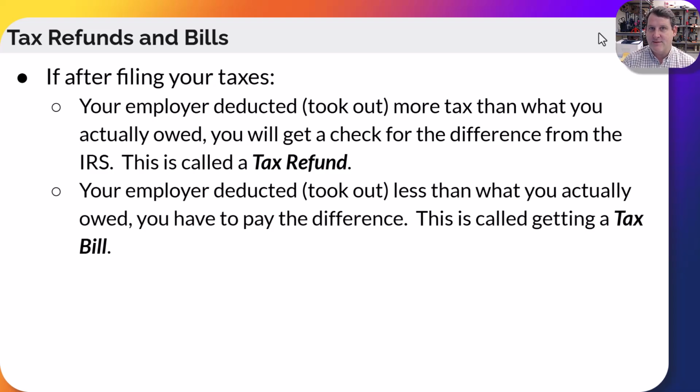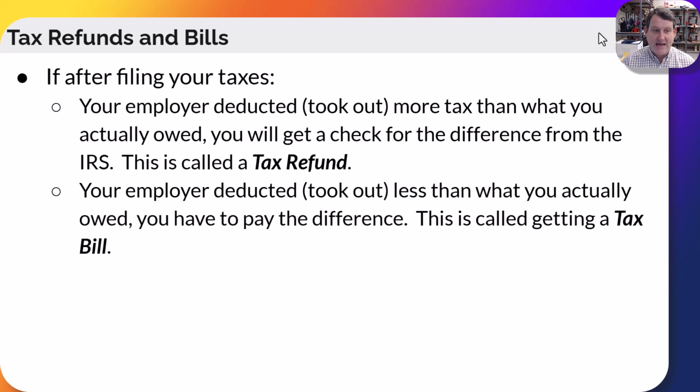Again, this isn't like some kind of punishment. It's just the fact that you didn't pay your fair share of taxes from the previous year, and you have to do that now. This is called getting a tax bill. The other possibility, I guess, is that the employer got lucky and took out the exact right amount and none of these occur for you. That doesn't usually happen. You either get a refund or a bill.